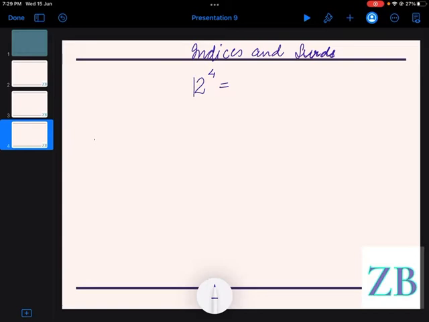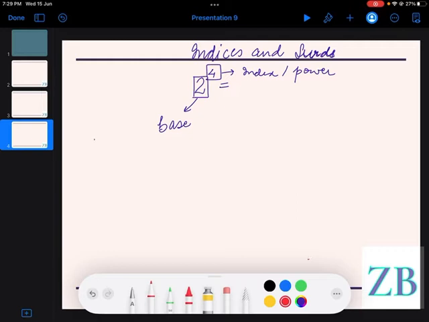So to understand it, we must first understand the terminology. That 2 written over here is the base, and the 4 written over here is called the index, or it is also called the power. To simplify this, what we can do is we'll do 2 times 2 times 2 times 2. So when I say 2 to the power of 4, it just means that I am multiplying 2 to itself how many times? 4 times.